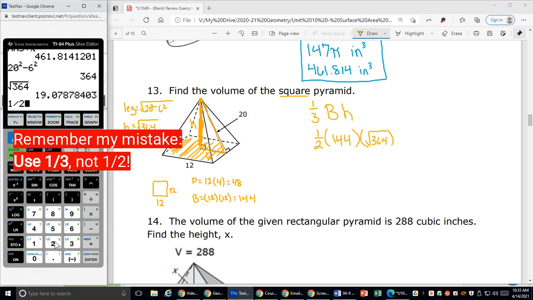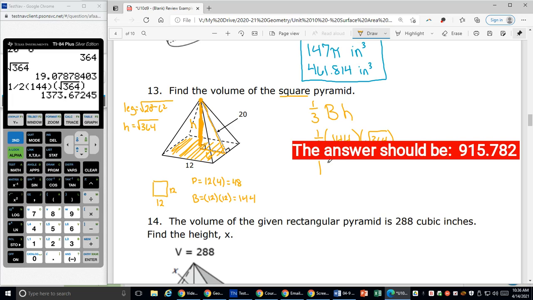So 1/2 times 144, the area of the base, times the height, the square root of 364. Now notice that square root is still over that cursor, so I'm going to arrow out to stop the square root before I close that parentheses. So 1/2 times the area of the base times the height of the pyramid. And when I hit enter, now is when I'm going to round. 1,373.672. And I don't have any units written here, so we just say units, and since it's volume, cubed.